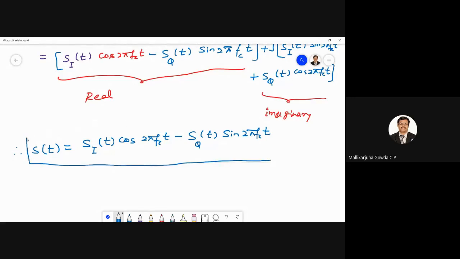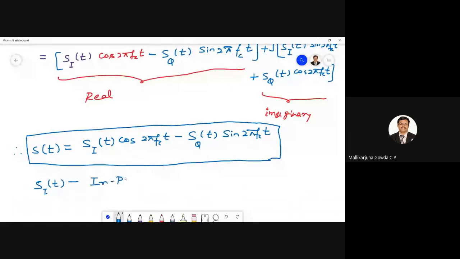So what are this si of t and sq of t? They are real valued low pass functions, I said, right? And si of t I call the in phase component. Okay, si of t is the in phase component of the bandpass signal s of t.